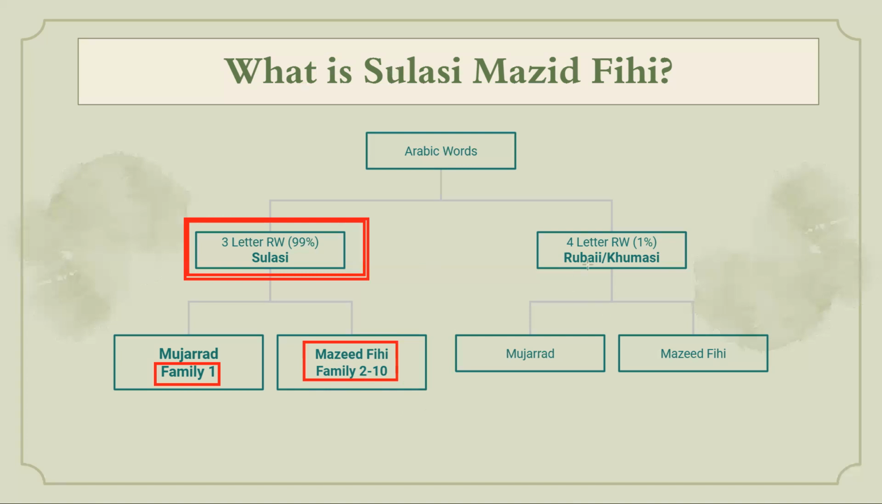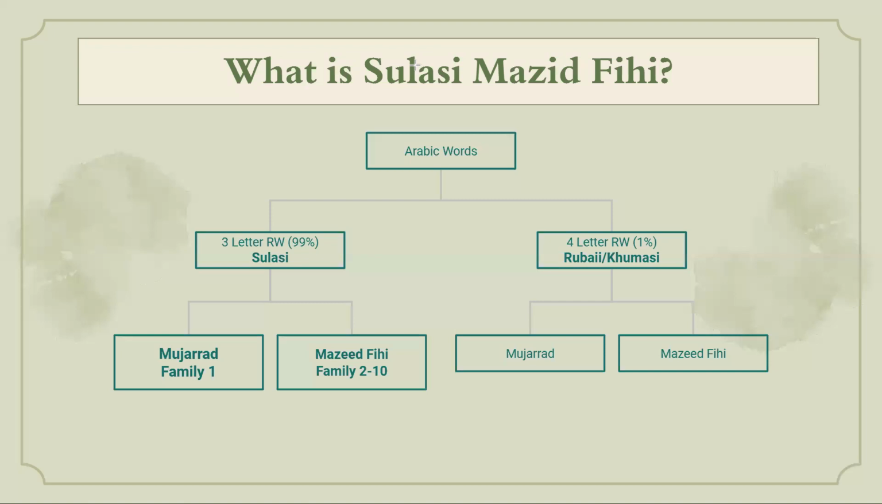The same way it happens with Rubai also. In Rubai we have Mujarrad, and in Rubai we have Mazid Fihi, but our main focus is over here. 3-letter root words from family 1 are called Mujarrad. And in family 1, we have further 6 sub-clans. What are they? Nasara, Daraba, Samia, Hasiba, Karuma, and Fataha. So these 6 are called small families because they are subfamilies, sub-clans of family 1. And Mazid Fihi families are from family 2 to 10, 9 families.